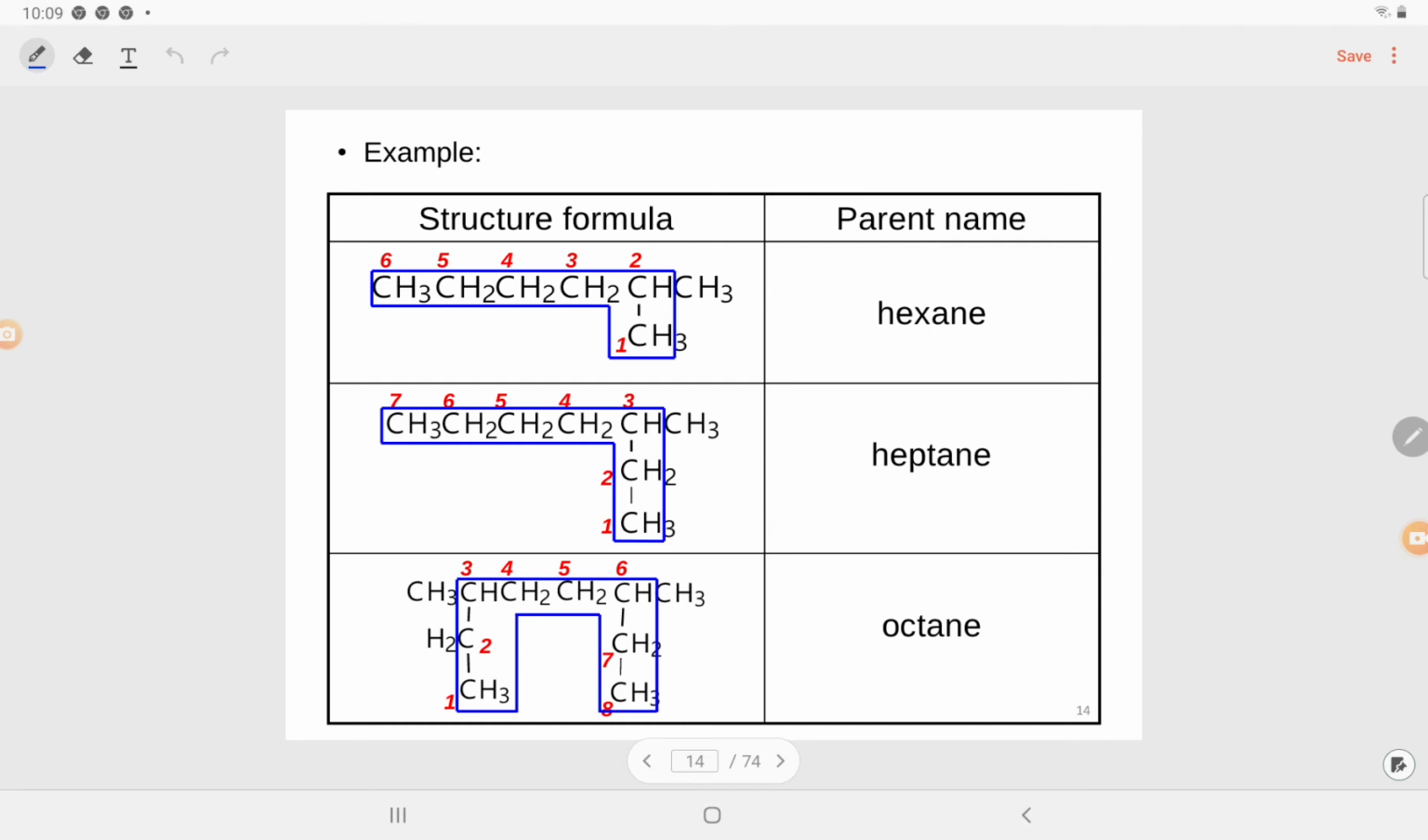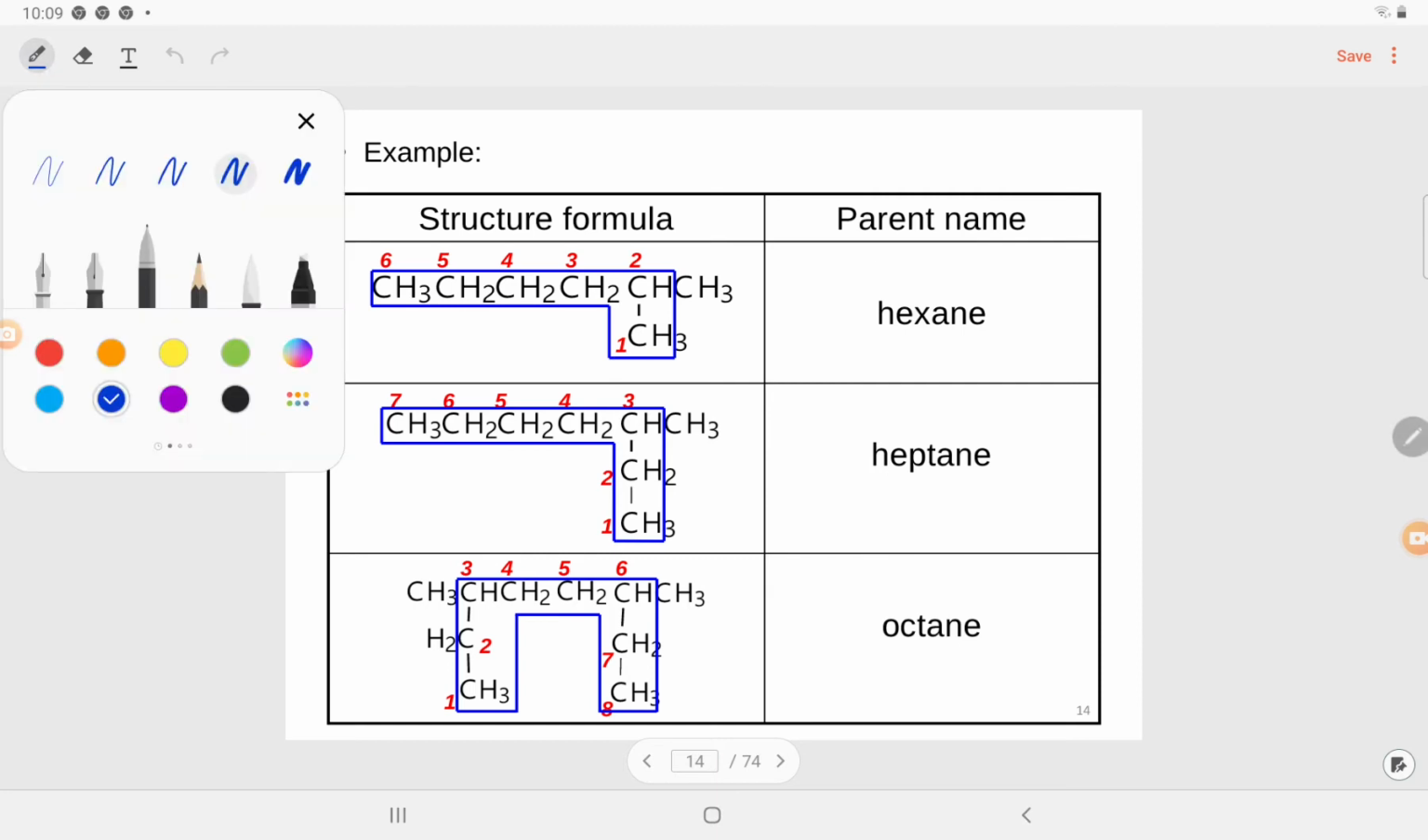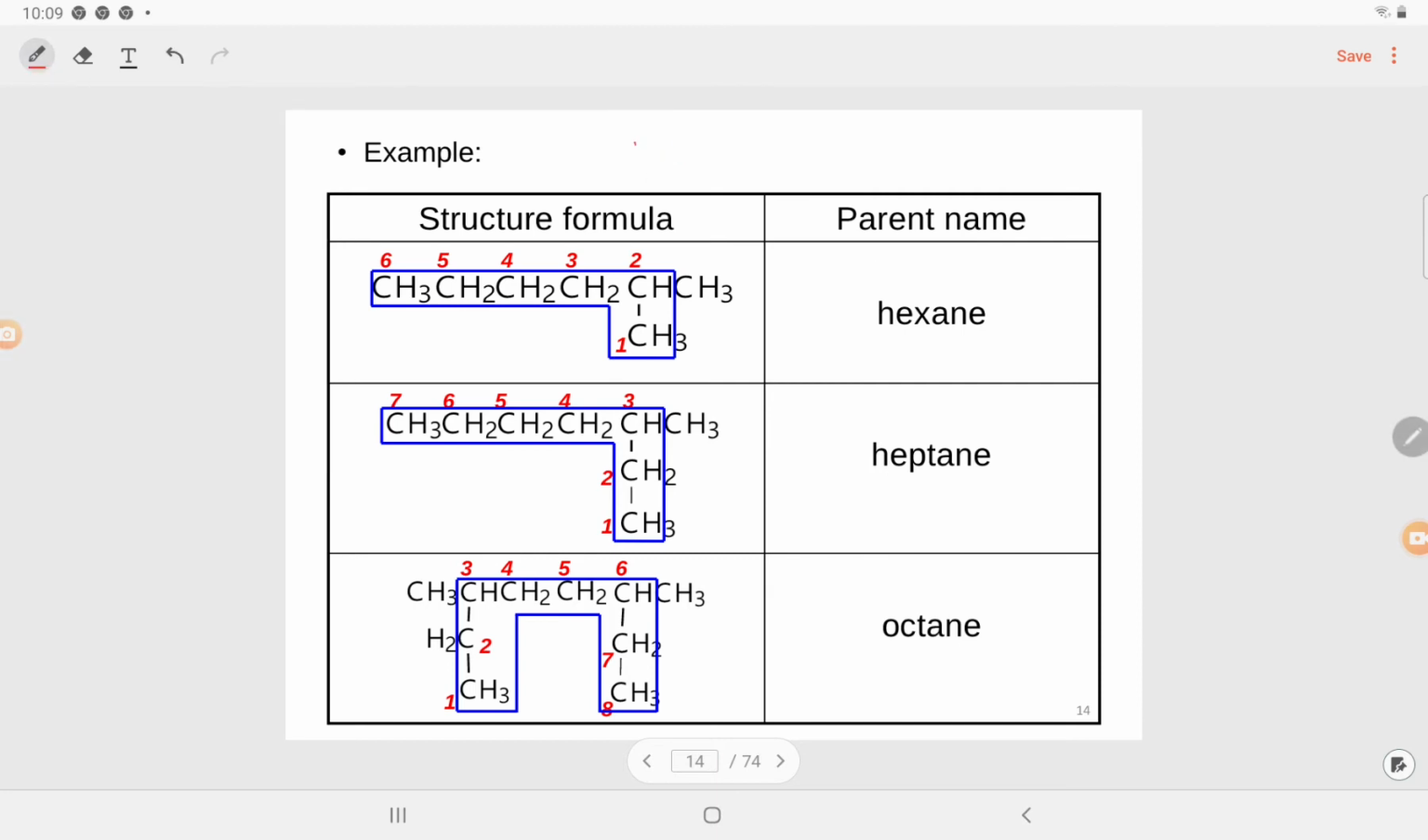So, in this example, the first rule, you must identify your longest chain. Remember, your pen cannot be lifted up or down. So your first carbon here must be closer to the position of the first substituent group. So this is what we classify as the substituent group.